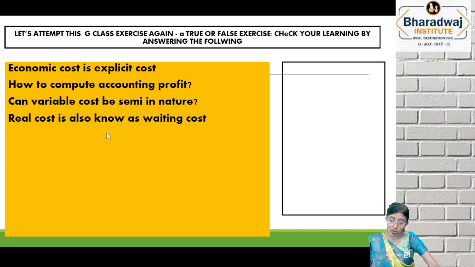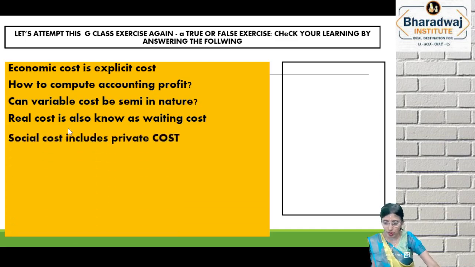Real cost is also known as waiting cost. Remember, real cost denotes the trouble, the pain, the strain, the turmoil, all that is gone through in the process of production. It's a psychological concept, a subjective phenomenon, and basically the premise of it was given by Alfred Marshall. However, it did not pick up well in the accounting perspective. Why? Because when you say something is not quantitative, it doesn't work out well as real cost.